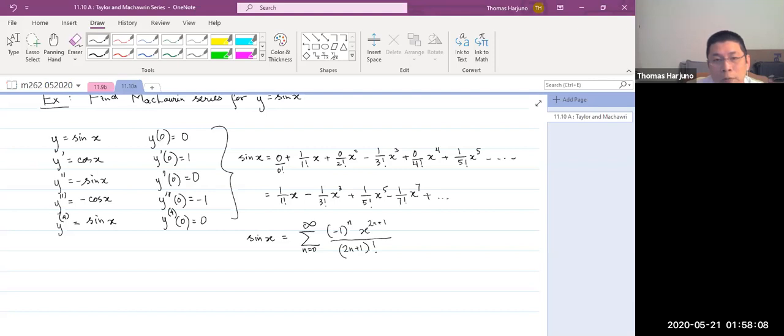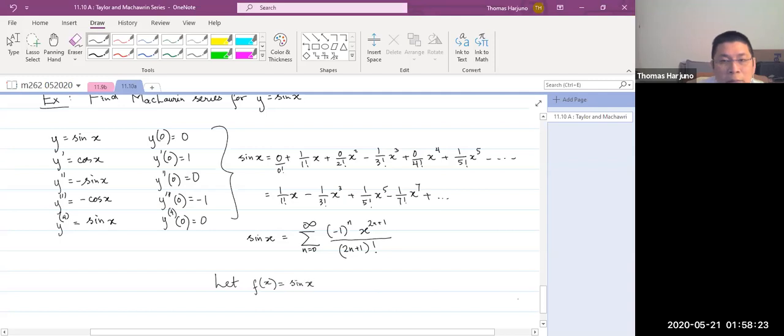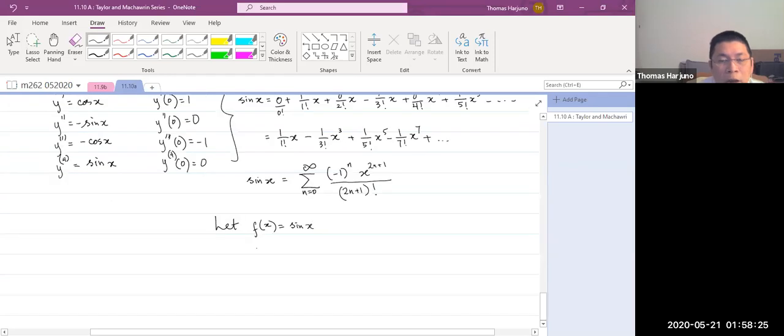Suppose I want to find out what is the 100th derivative of sine. So let f(x) equal sine x. Find the value of the 100th derivative at 0. So I look at the series here.